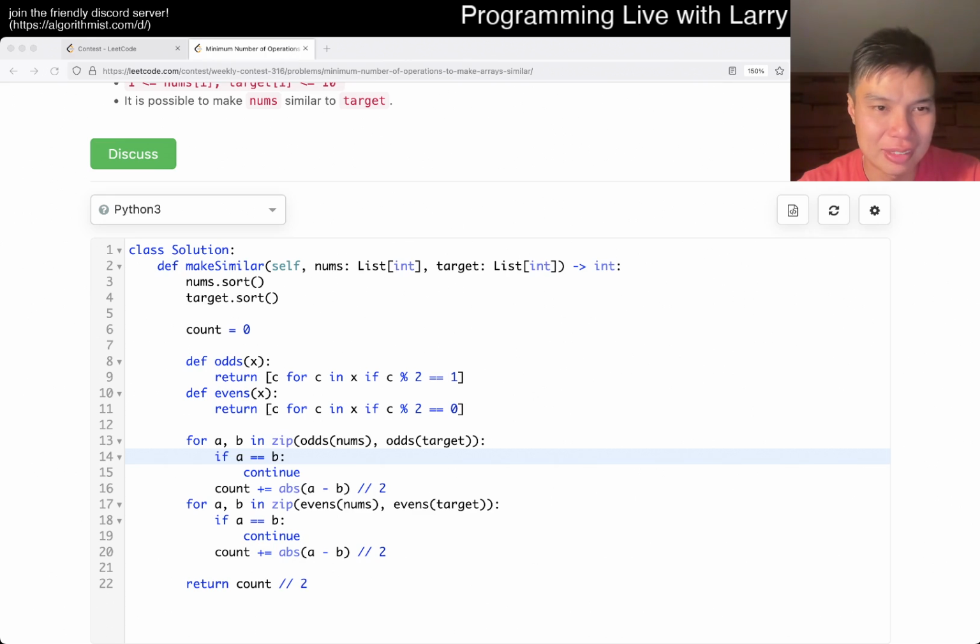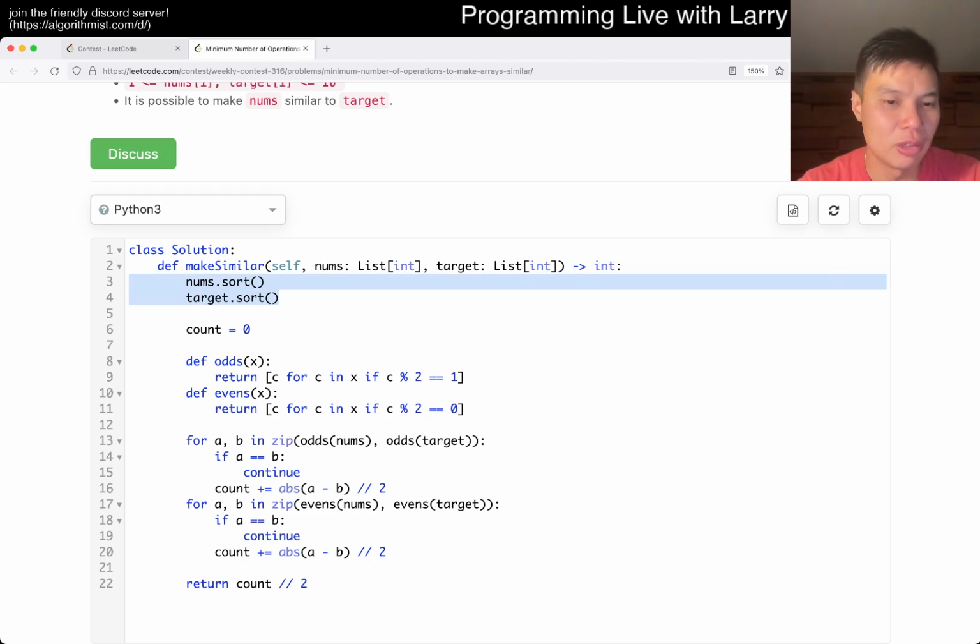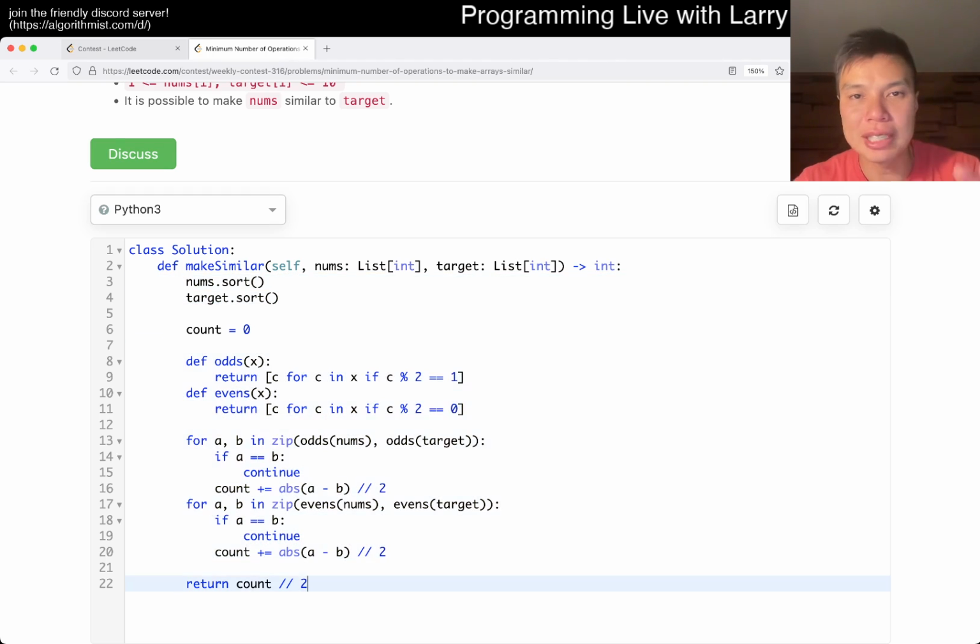Oh, I didn't do the analysis. This is going to be n log n just because of the sorting. Everything else is O of n. So yeah, that's all I have.